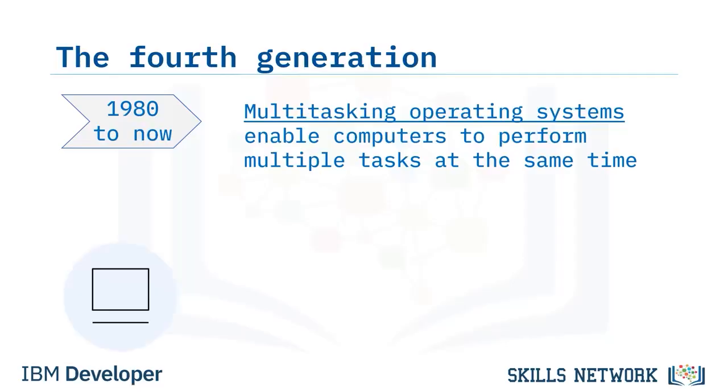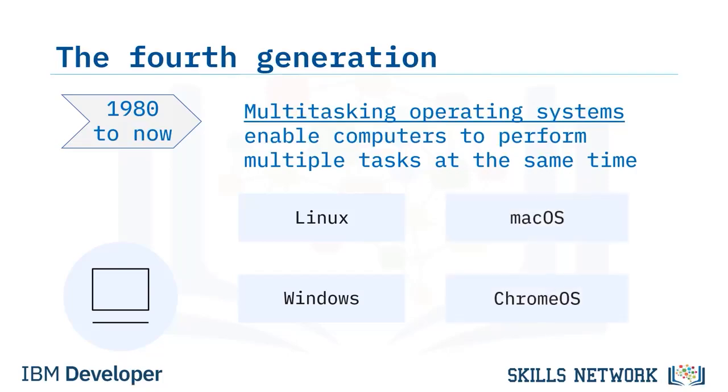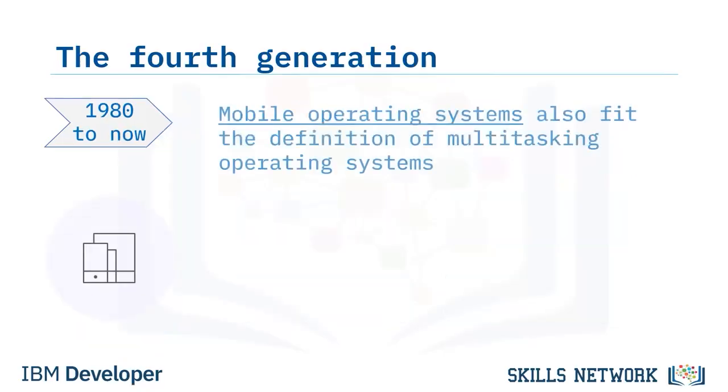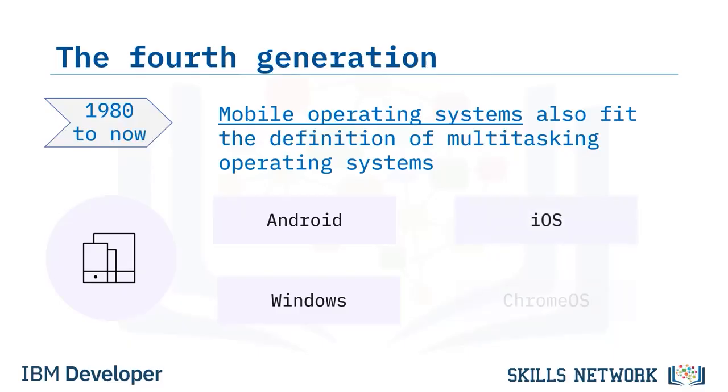operating systems, including Linux, Windows, macOS, and Chrome OS operating systems that enable computers to perform multiple complex tasks simultaneously. Mobile operating systems, including Android, Windows, iOS, and Chrome OS, which is also considered a mobile operating system, fit the definition of multitasking operating systems. Let's learn more about some of these operating systems.